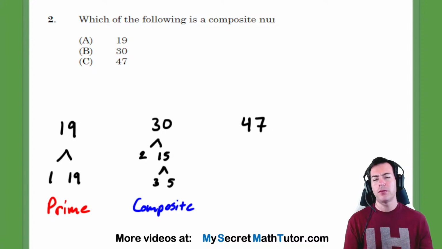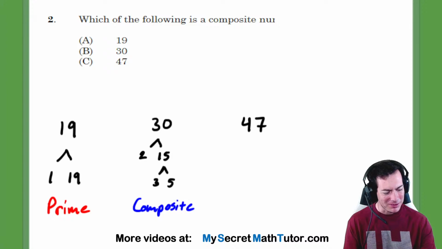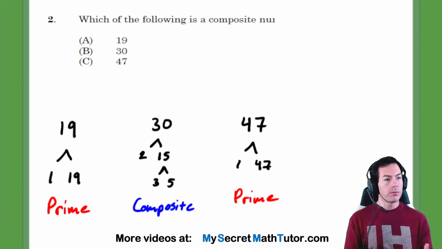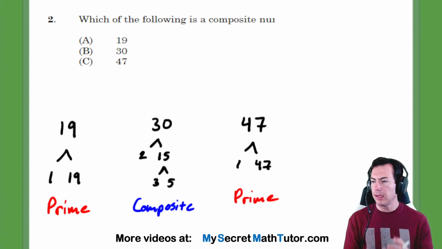And then the last one is 47. It's a fairly big number, and because it's fairly big, our gut reaction says, well, maybe it is a prime number, but actually that one is a prime number. The only two things that go in there would be 1 and 47. So the one that we'd select for this one would be option B, the composite number.